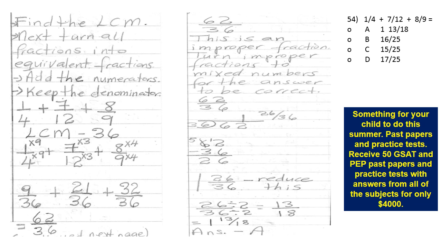The answer then is 1 and 13 over 18, which is A. Again, the question and answer: 1 over 4 plus 7 over 12 plus 8 over 9 is equal to 1 and 13 over 18.